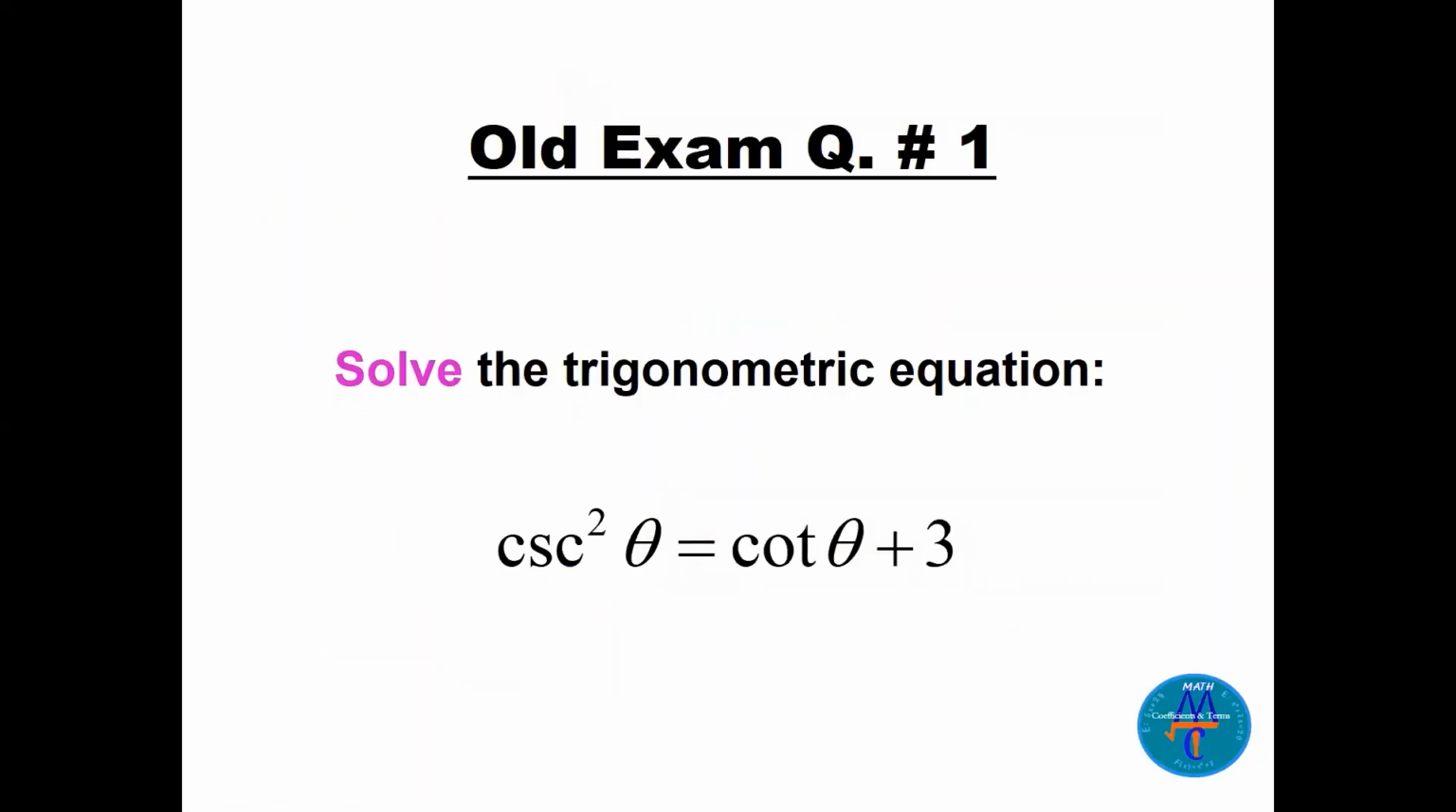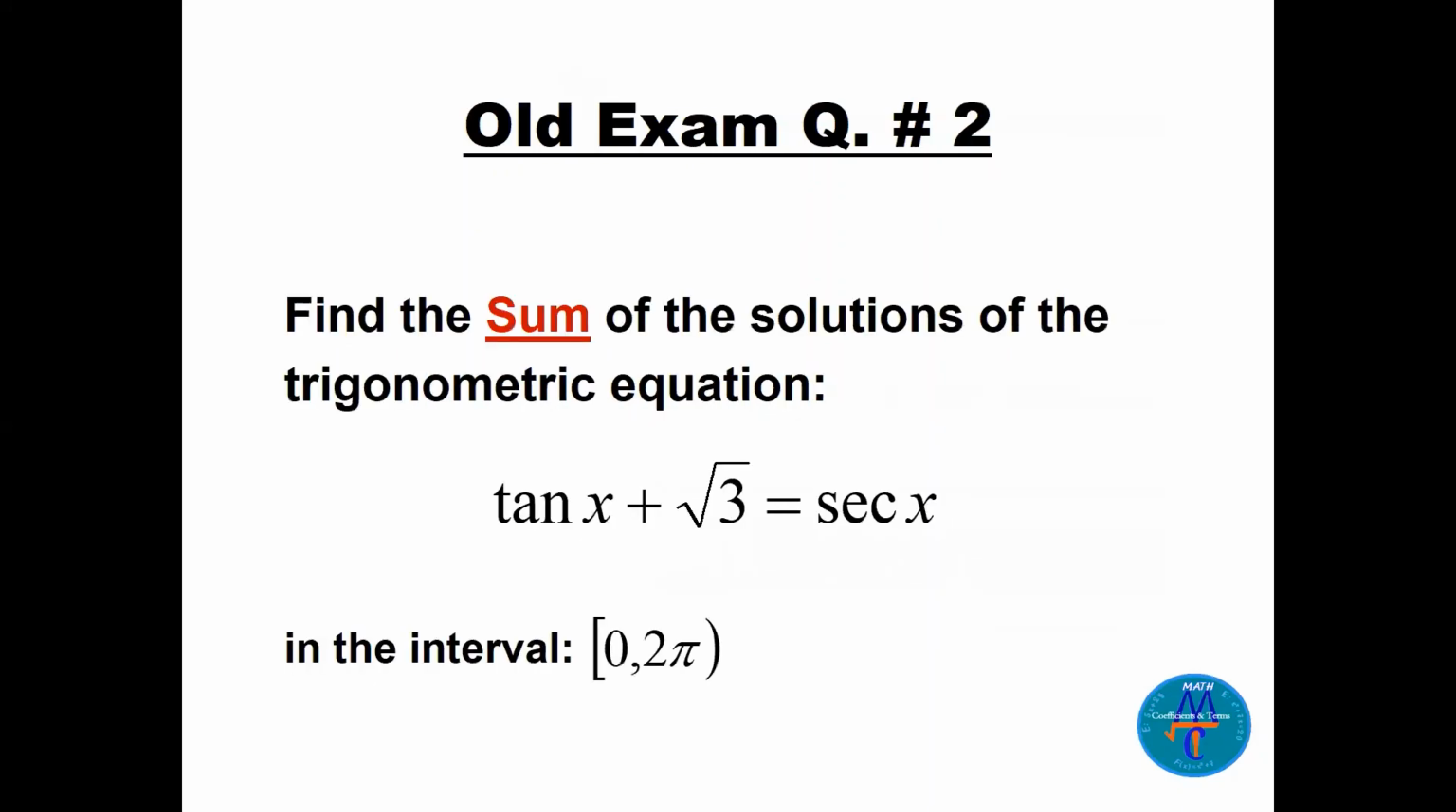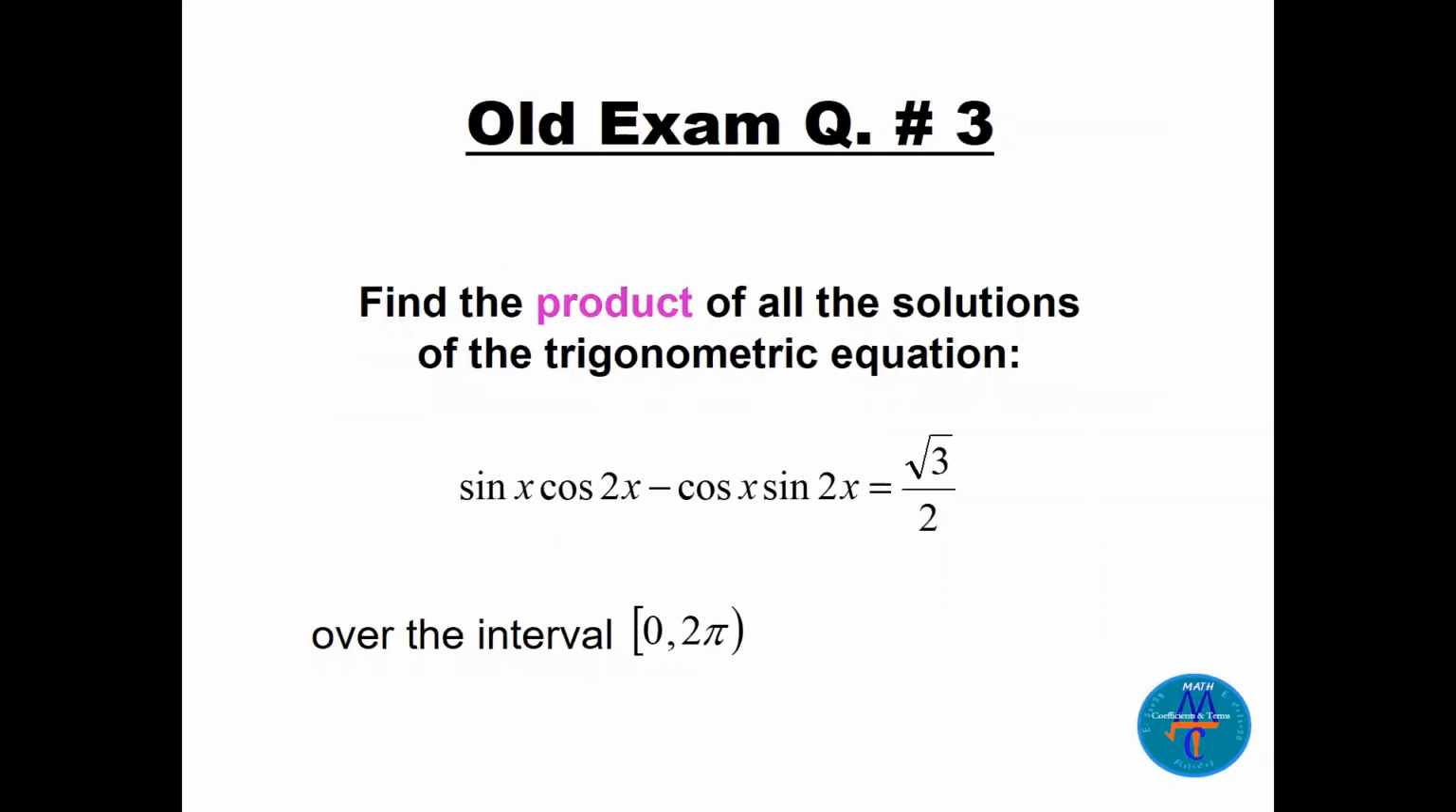Now, here we have some questions for you to practice. All exam questions. Solve the trigonometric equation cosecant squared theta equals cotangent of theta plus 3. Try. Second one, find the sum of all the solutions of this equation: tan of x plus square root of 3 is equal to secant of x in the interval 0 to 2 pi. So we have to find all the solutions in this interval, then add them.